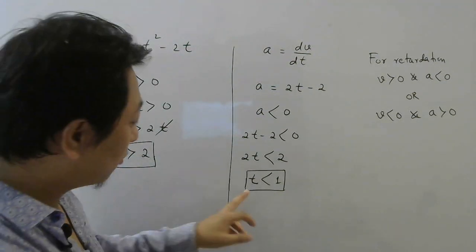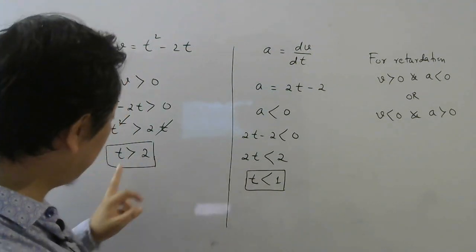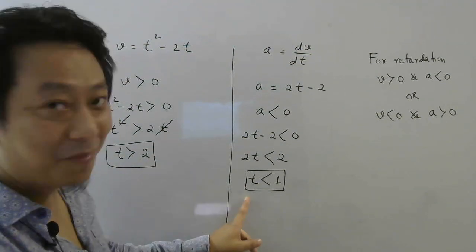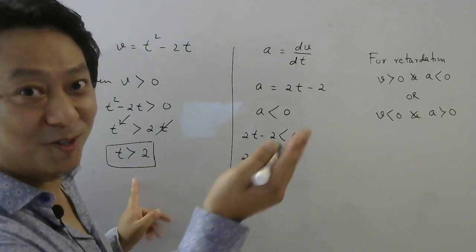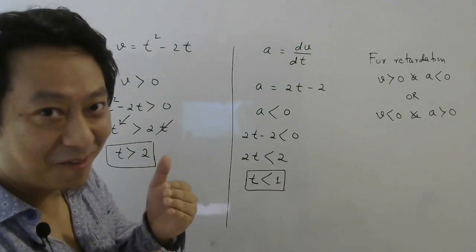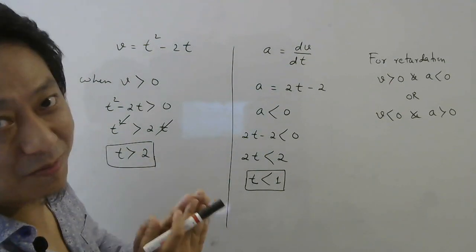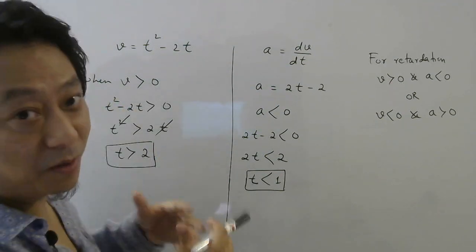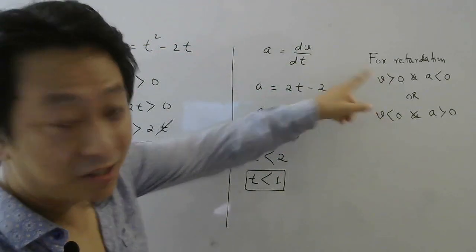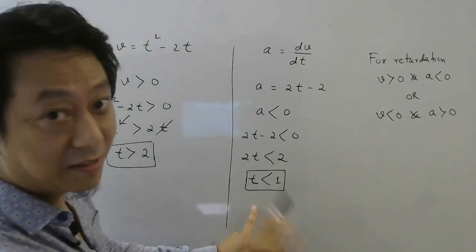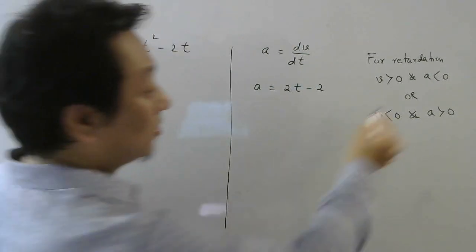Now is it possible for t to be less than 1 and for t to be greater than 2 together? Is it possible? No, right? You cannot be less than 1 and more than 2 also. If you are less than 1, you cannot be more than 2. That means these conditions are not possible. Therefore, it is not possible for the body to do retardation in this case. There is no retardation for t greater than 2 and t less than 1. So this is not possible.